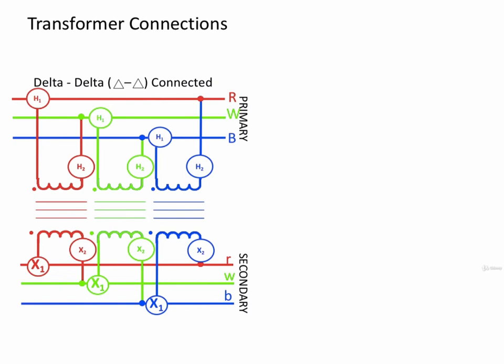The transformer having its H1 terminal connected to the R phase, or the red phase, is referred to as the red phase transformer, and likewise a transformer with the H1 terminal connected to the white phase line or bus, and is green in our diagram, of course, is referred to as the white phase transformer. And the transformer with its H1 terminal connected to the blue phase is referred to as the blue phase transformer.